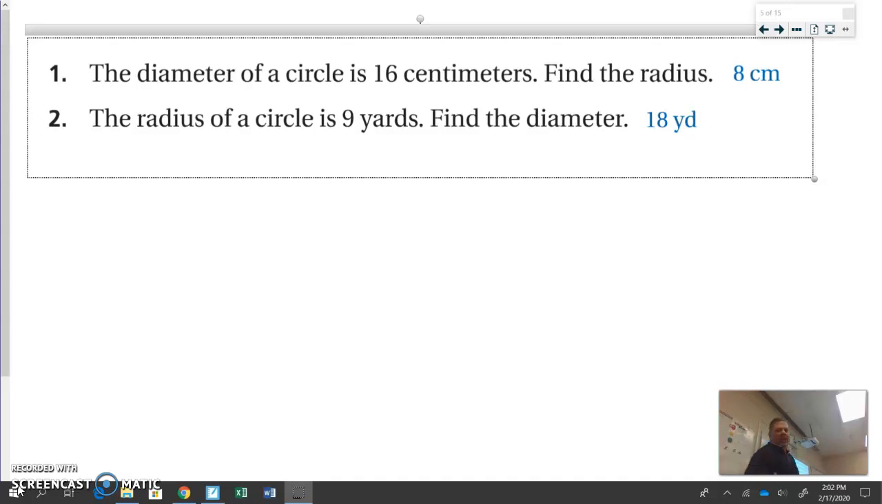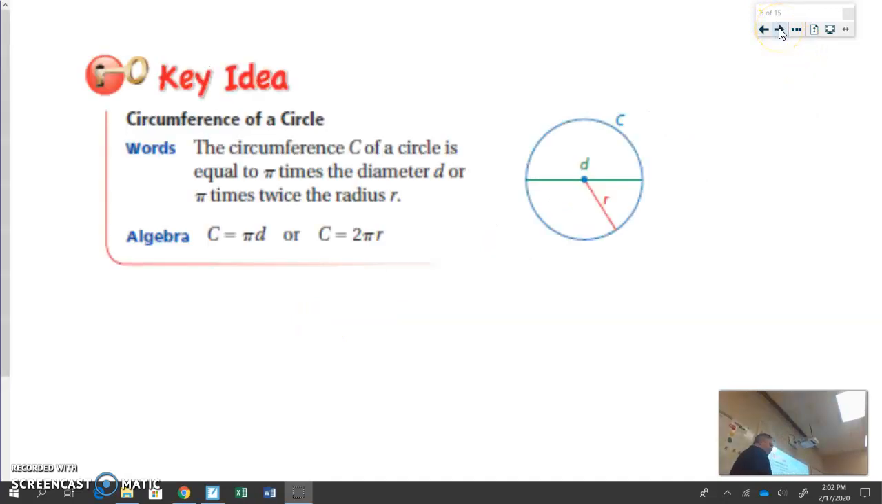Okay? So what we have is a couple formulas that we're going to be able to use. The first one that we are able to use is circumference equals pi times diameter. We just talked about diameter. It's the one all the way across. The second one, circumference equals 2 times pi times the radius. Either one of these will give you the exact same answer. So if you know the diameter, you can use pi d. If you know the radius, you can use 2 pi r.